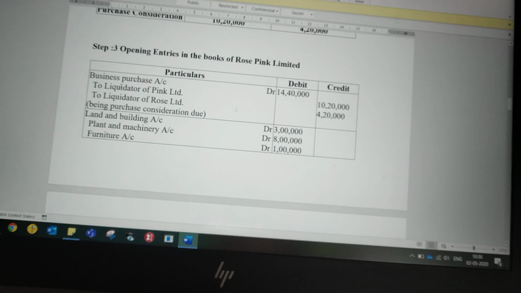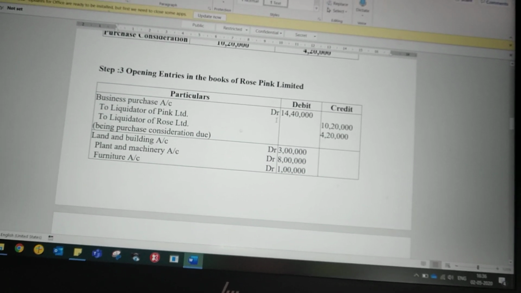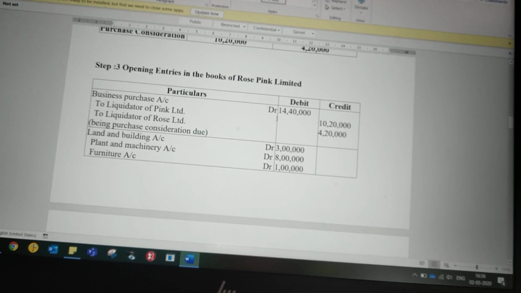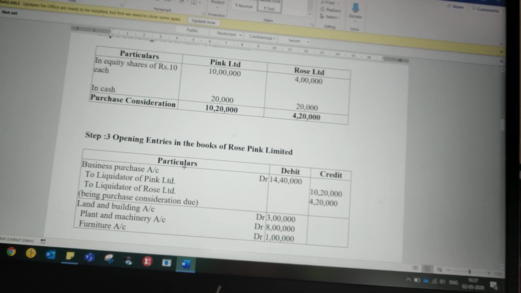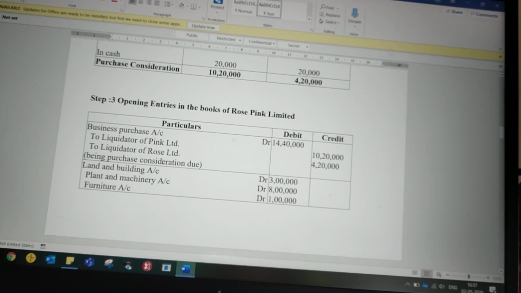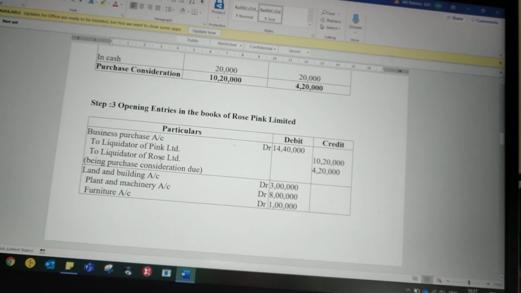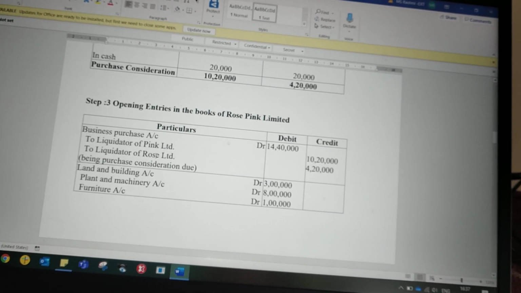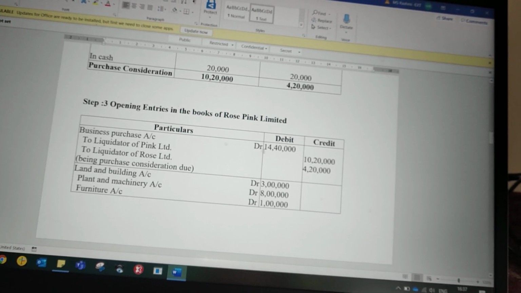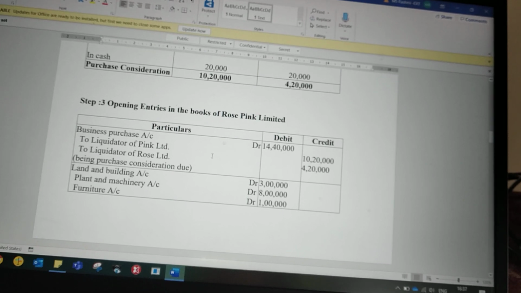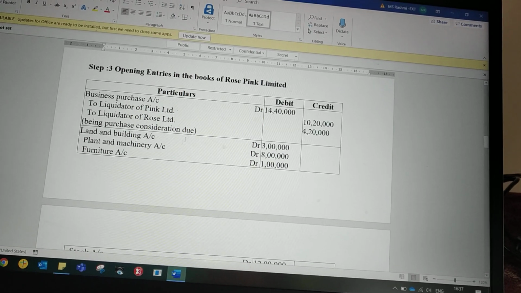For the first entry we have to treat it as business purchase account. So that business purchase account will be the debit, whatever the value we have to pay, 14 lakh 40,000. Liquidator of Pink Limited 10 lakh 20,000, liquidator of Rose Limited 4 lakh 20,000. So here the two companies will be in liquidation, the closing value, the opening value, whatever Rose Pink will be paying, the amount 14 lakh 40,000. That amount will be debited. Narration: being purchase consideration due.